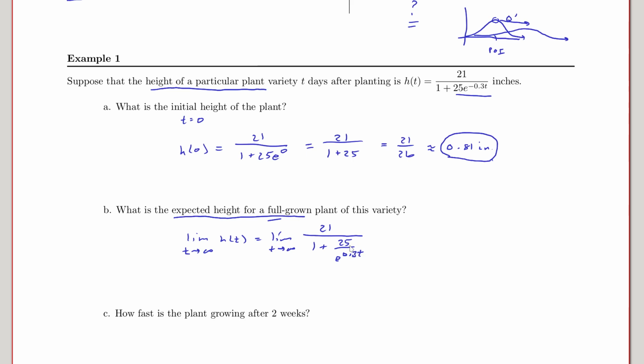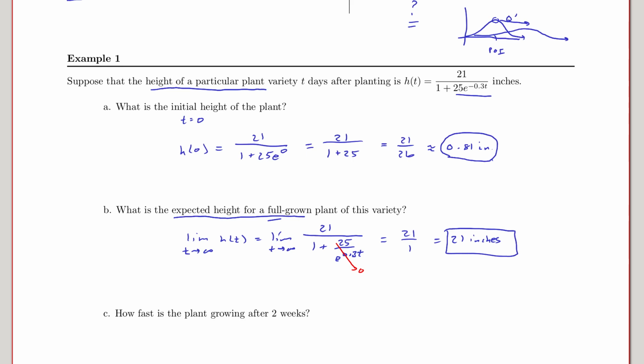And what this does for me is it makes it a little easier to see what's going to happen here. This term, as t grows infinitely large, will go to 0. And that'll just leave me with 21 over 1, or 21 inches. So this would be the expected height of the average plant. Some certainly would be a little above, some a little below, but this is what basically would be the cap on height, at least the expected cap.